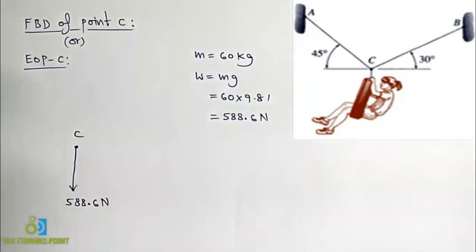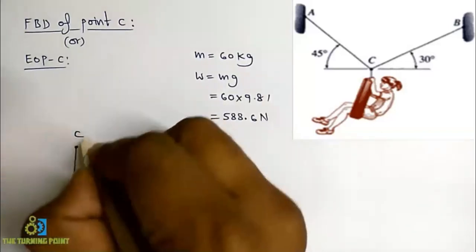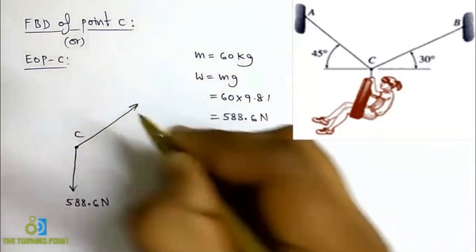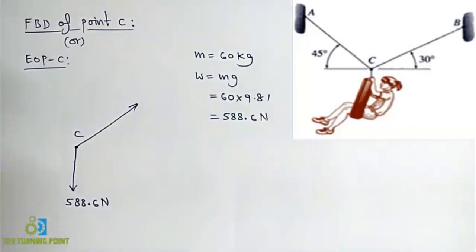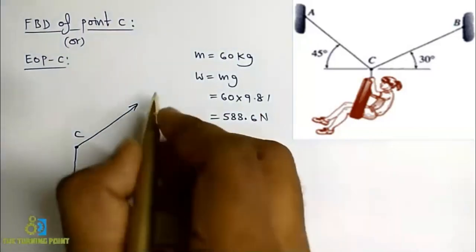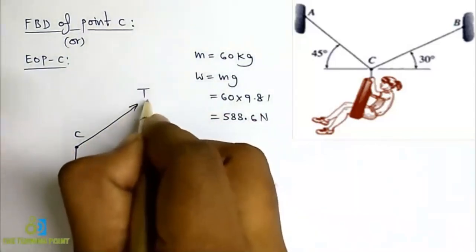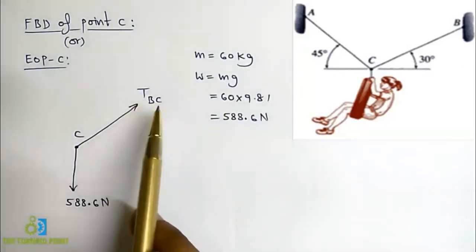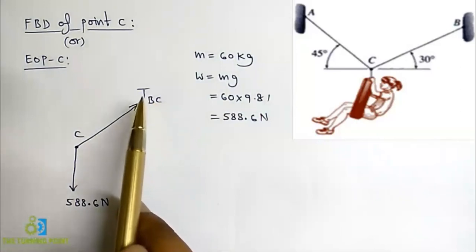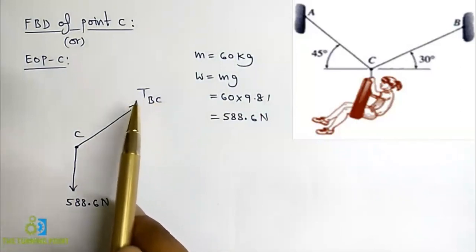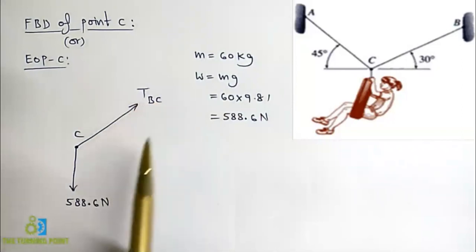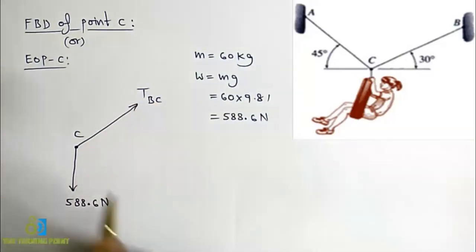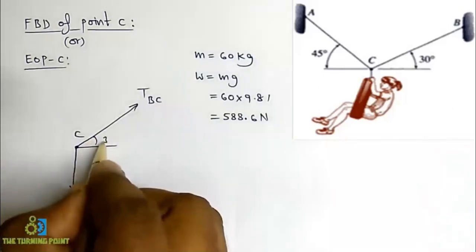And if you observe from the point C, there is a connection to point B. So it is nothing but a string. Along the string there will be tensile force. So you have to draw a force which is away from the point. Why? Because tensile force will be away from the point. So consider it is tension along BC, right? So I will denote with TBC, which means tension along BC. Instead of T you can use S also, because it is string. S is the string or otherwise T for tension. It is given in the figure itself. It is making an inclination of 30 degrees with horizontal.